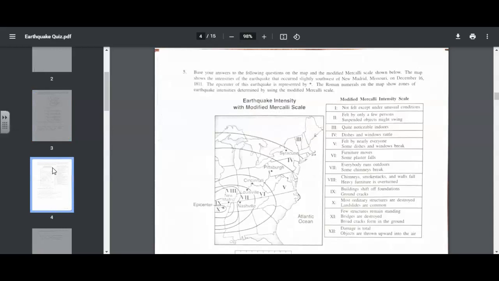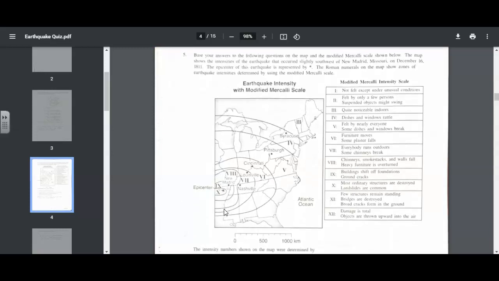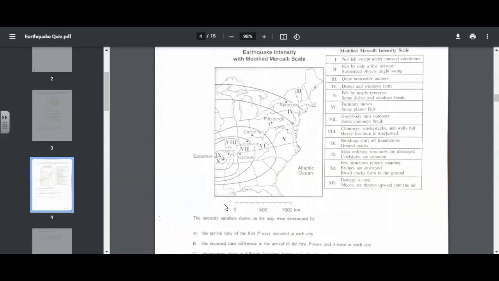Number 5. Base your answer to the following questions on the map and the modified Mercalli scale shown below. The map shows the intensity of the earthquake that occurred slightly southwest of New Madrid, Missouri in December 16th of 1811. The epicenter of this earthquake is represented by little asterisks right here. The Roman numerals on the map show zones of the earthquake intensities determined by using the modified Mercalli scale.